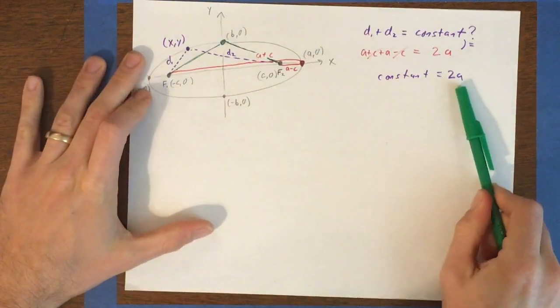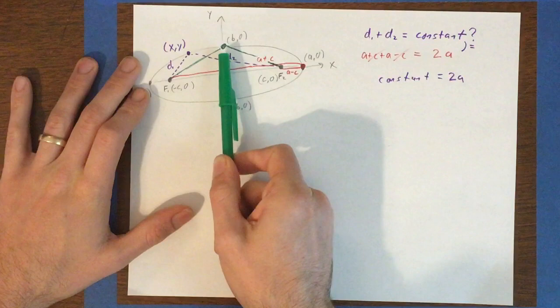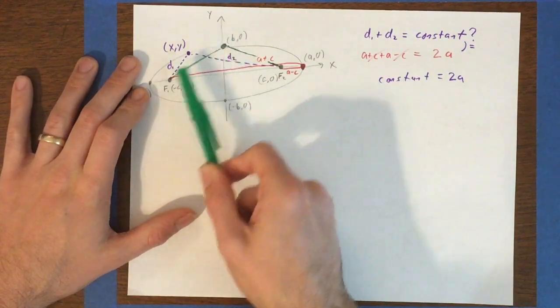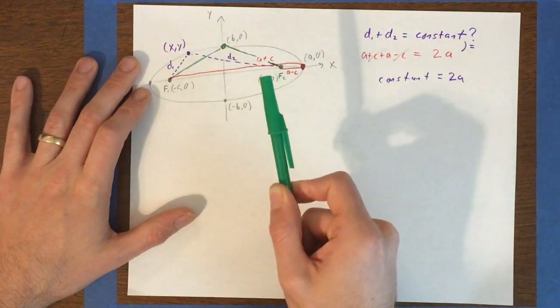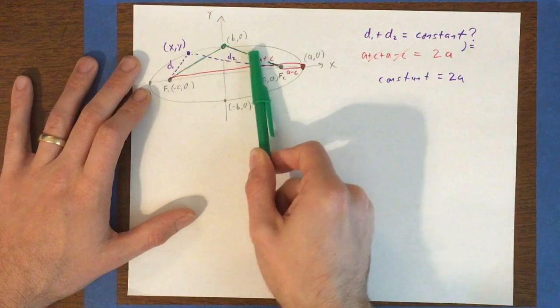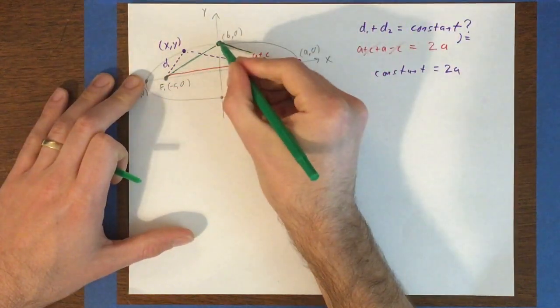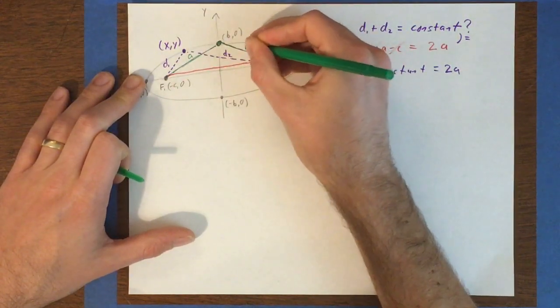And now, armed with this knowledge that the constant length of that string is 2a, if we put our pencil right at the top right here at this point, the end of the minor axis, then the distance back to each focus is actually the same on both sides, right? They're equal because we have this symmetry. So that's exactly half of 2a, which would be a itself. And this would be a on this side.